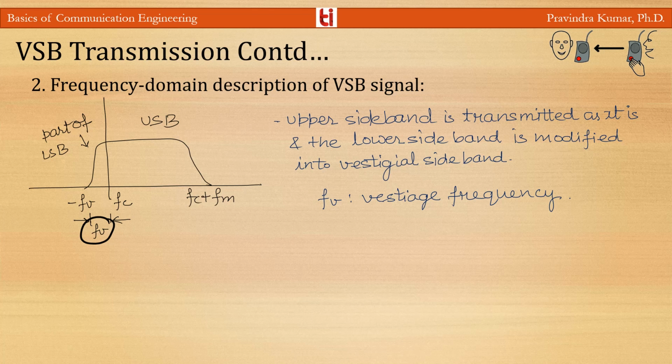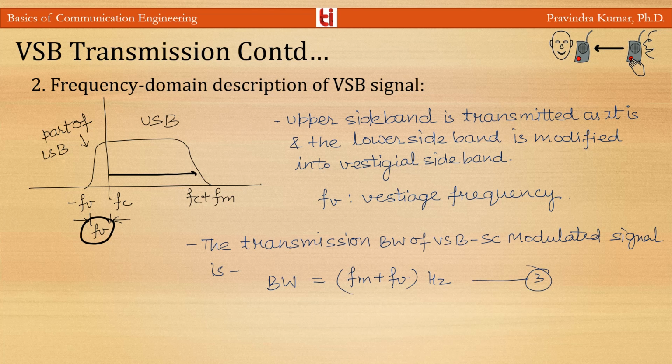So now the transmission bandwidth of VSB-SC modulated signal: this is the bandwidth of the upper sideband fm, and it will include the vestigial frequency. So fm plus fv hertz is the transmission bandwidth of VSB-SC modulated signal, where fm is the message bandwidth and fv is the vestigial sideband bandwidth.